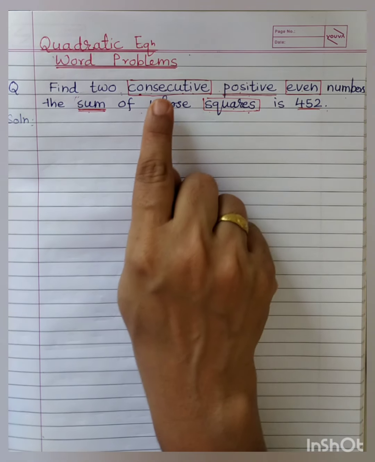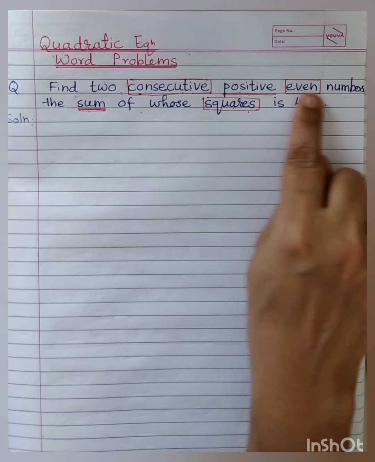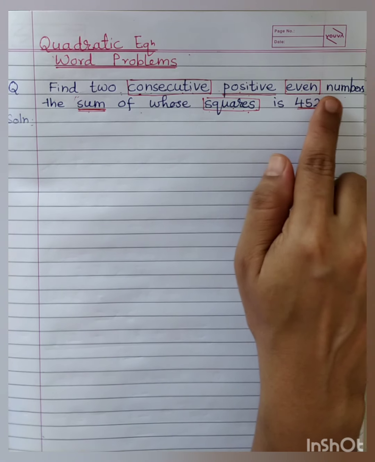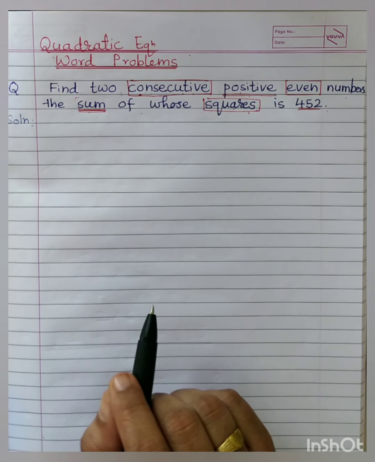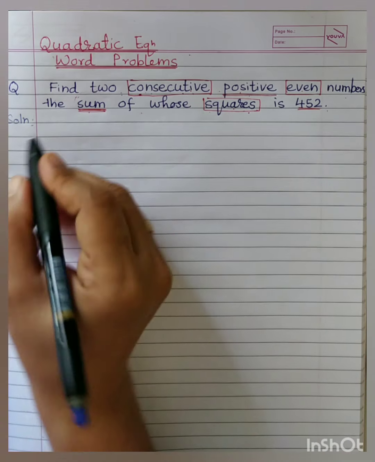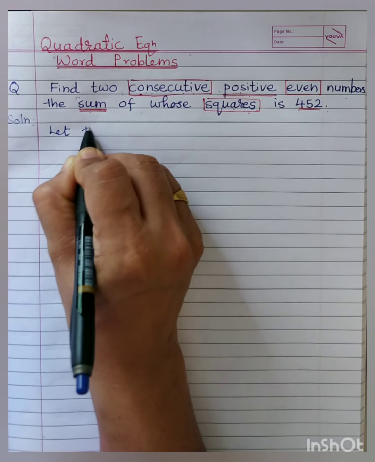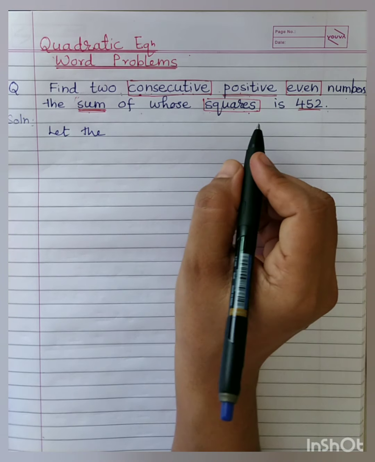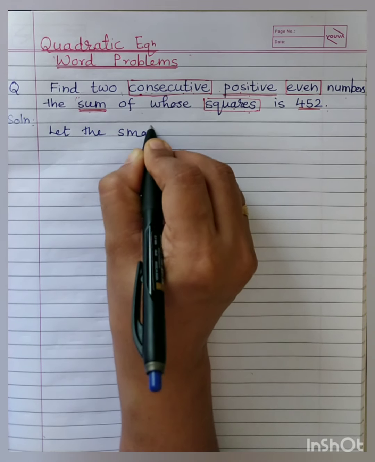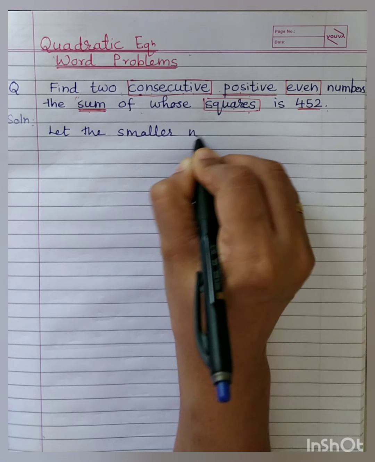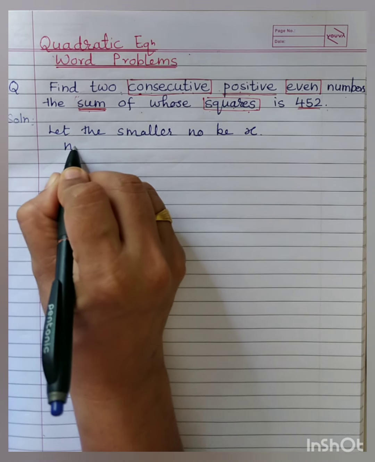How do we start? First we talk about consecutive and even numbers. Positive we will see when we are writing the answer. So consecutive even numbers. What are consecutive even numbers? Say after 2 what comes is 4. After 4 what comes is 6. So here, since there are two numbers, one will be smaller, one will be bigger, no? So I'll consider, let the smaller number be x.